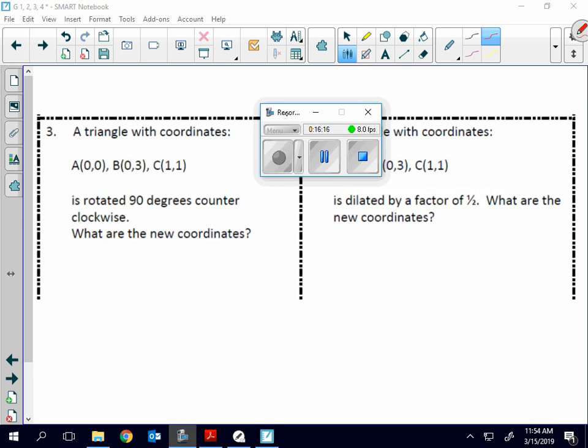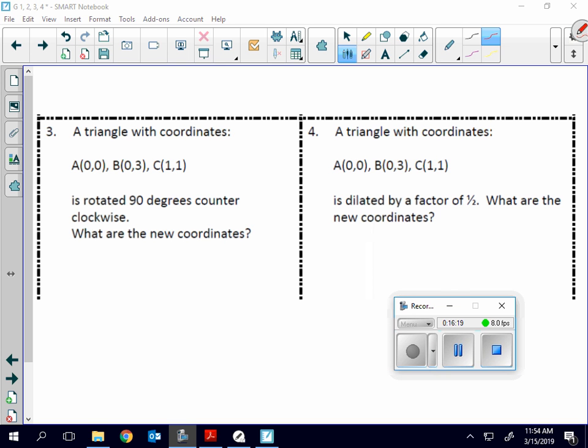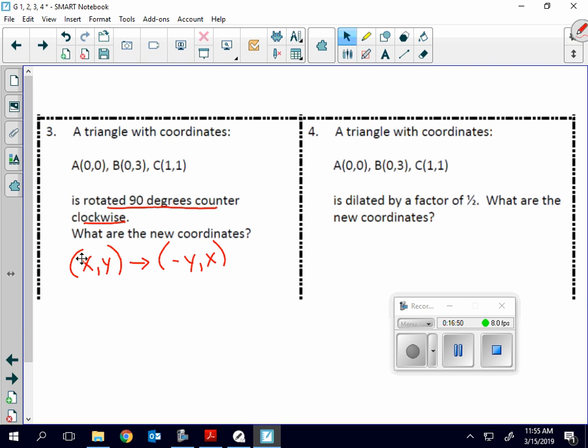Number 3, a triangle with coordinates ABC is rotated 90 degrees counterclockwise. What are the new coordinates? Well, again, for this one, you can definitely graph it. And I suggest if you have confusion and can't remember these algebraic formulas, then just graph it. But if you want to know, we have x, y. When you rotate it 90 degrees counterclockwise, it changes to negative y, comma, x. I'm going to do it the graph way, though, just because I think that's less confusing.